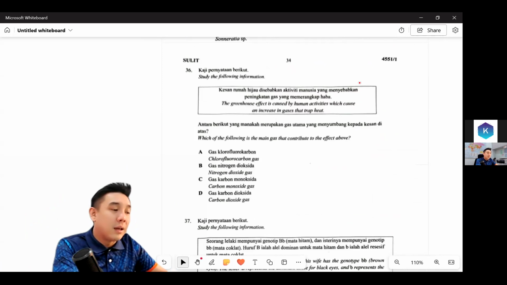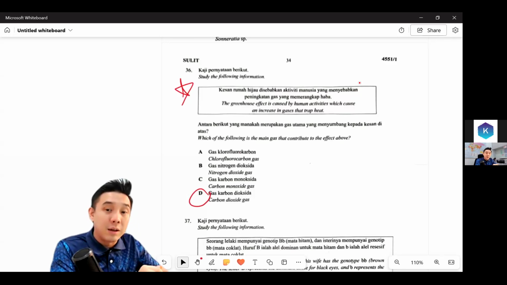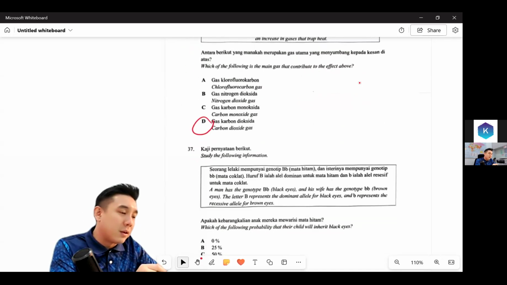Now, question 36. Greenhouse effect. The main gas. Oh, this is greenhouse gas. The answer is D. Carbon dioxide. The main greenhouse gas is carbon dioxide.